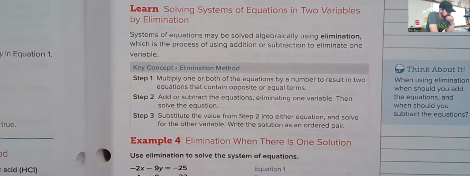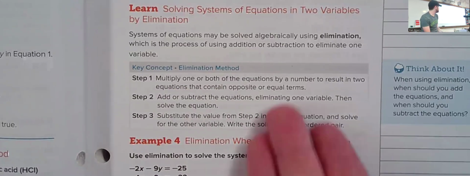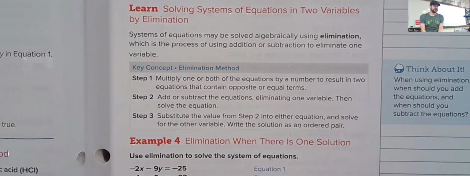Multiply one or both of the equations by a number to result in two equations that contain either opposite or equal terms. We'll talk about that when we get there. Then you're going to either add or subtract both equations fully together. And when you do that, one of the variables is going to be eliminated, leaving you with only one variable. So the whole idea with substitution is to create one variable to solve for. With elimination, same idea. Create one variable to solve for.